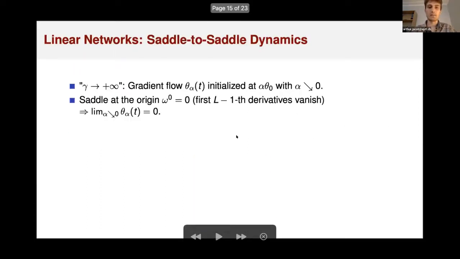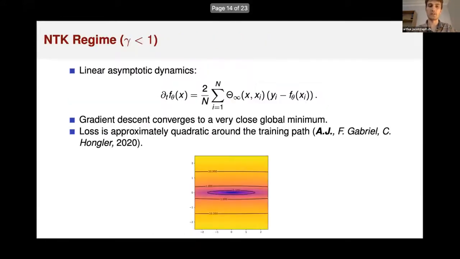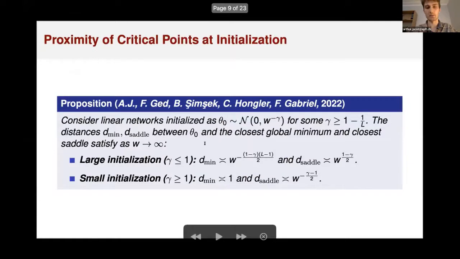Actually, the typical initialization, the LeCun initialization for example, is a small initialization, because it corresponds to gamma equal to 1 minus 1 over L. But it's still a positive gamma, so it still means that the variance goes to 0 as the width grows. In any case, you will always consider small initialization, because if you didn't take an initialization that vanishes as the width grows, you would get a variance that explodes at initialization.